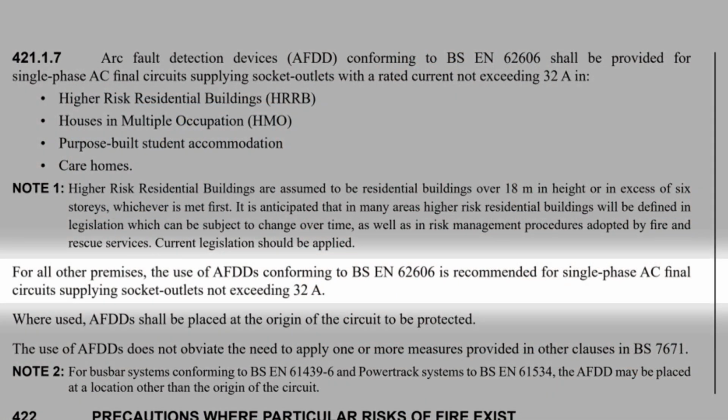So what about other installations that fall outside the 4 bullet points there? Well, the regulation continues. For all of the premises, the use of AFDDs conforming to BS EN 62606 is recommended for single-phase AC final circuits supplying socket outlets not exceeding 32 amps. So, similar circuits. Their use is recommended for socket circuits up to and including 32 amps in rating. But the key to understanding this part of the regulation is in that word recommended.